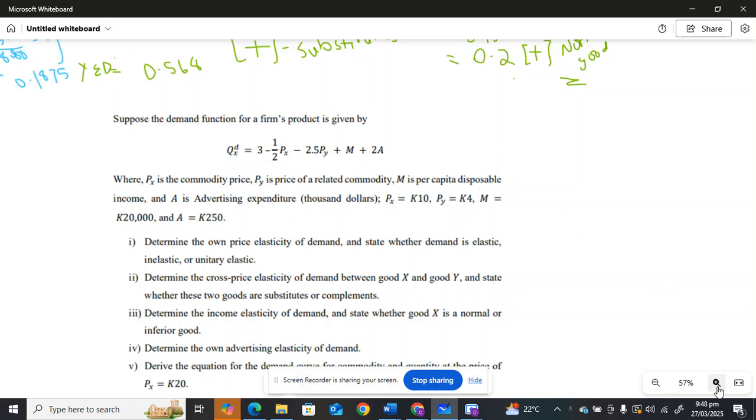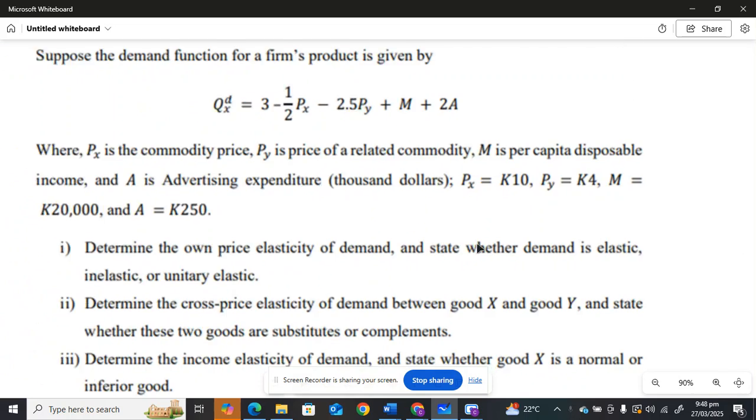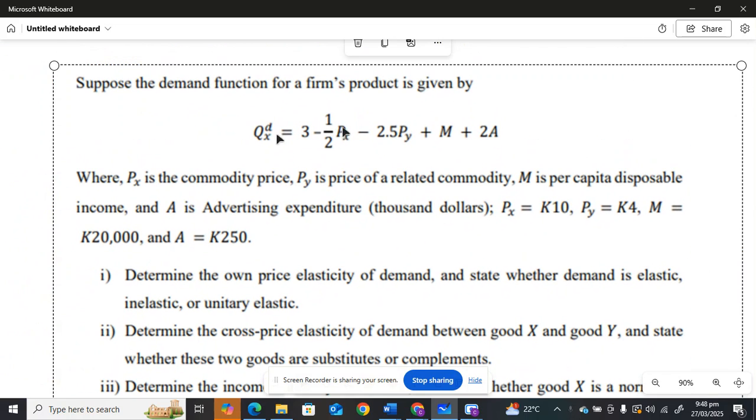Suppose the demand function for a firm's product is given by QDX equals 3 minus half PX minus 2.5 PY plus M plus 2A, where PX is the commodity price, PY is the price of a related commodity, M is per capita disposable income, A is advertising expenditure. PX equals 10, PY equals 4, M equals 20,000, and A equals 250.